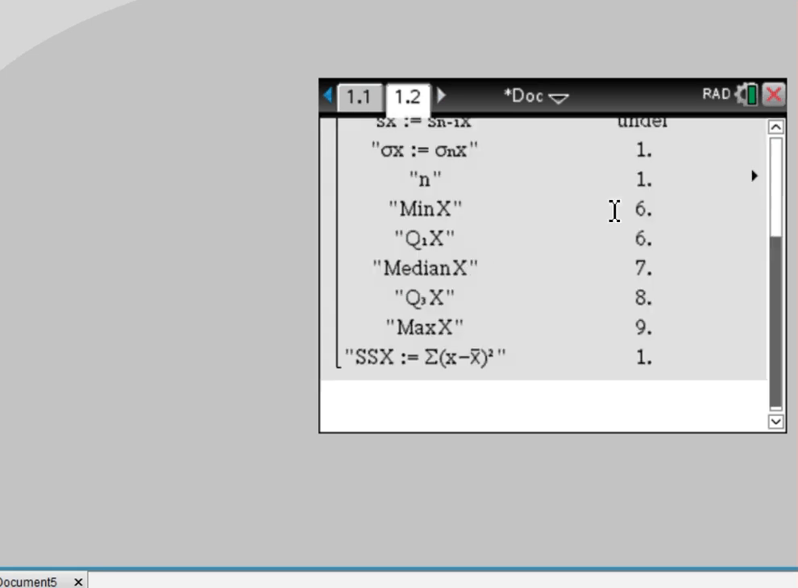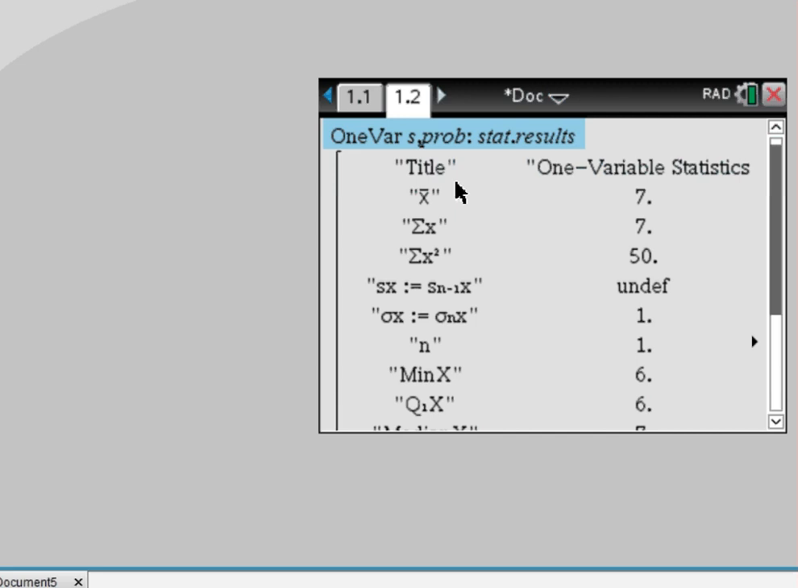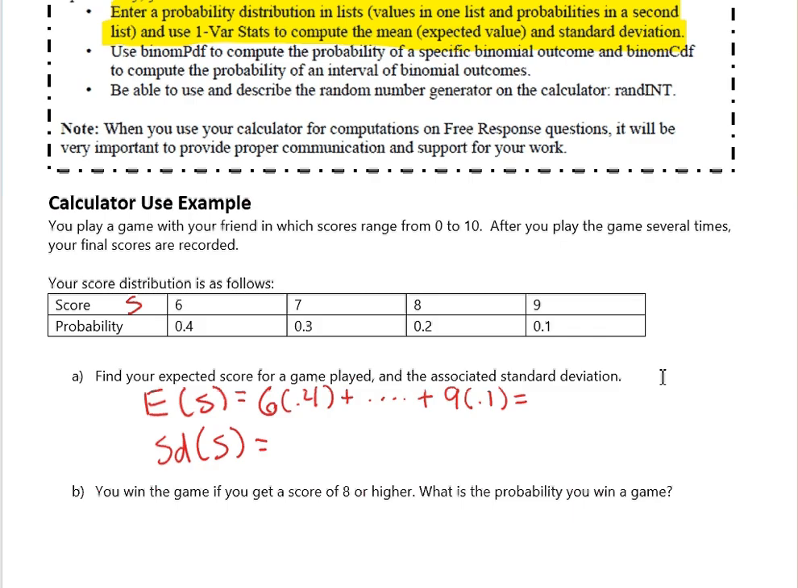So if you look here, our x-bar or our mean, in this type of probability problem, that's the same thing as our expected value, so it's going to be 7. And then our standard deviation here is 1. So I'm going to switch back to my page. So my expected value here is 7, and my standard deviation is 1. Okay, so that answers that question, and it goes over how to do the thing on the calculator.